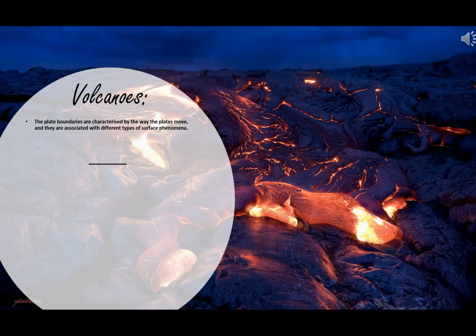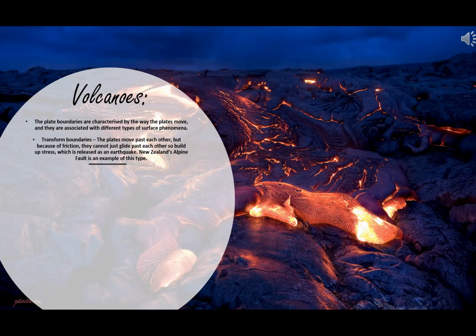So now that we know about tectonic plates, let's move on to volcanoes. The plate boundaries are characterized by the way the plates move, and they're associated with different types of surface phenomena. Transform boundaries. The plates move past each other, but because of friction, they cannot just glide past each other, so they build up stress, which is released as an earthquake. New Zealand's Alpine Fault is an example of this type.